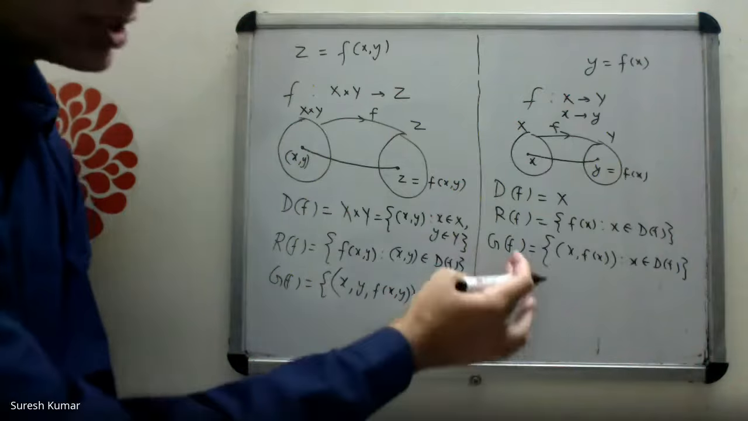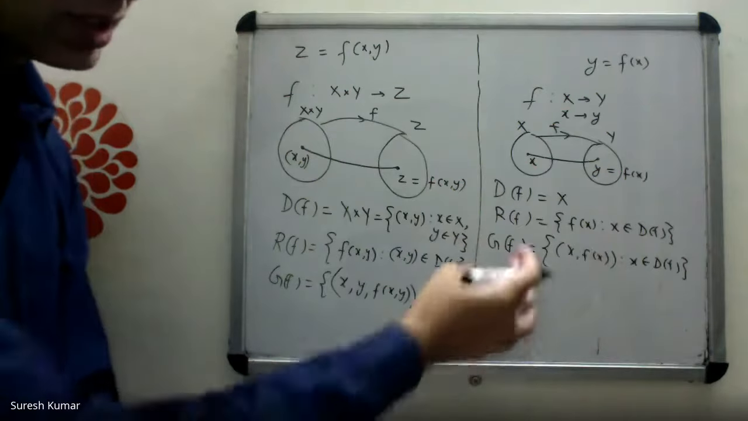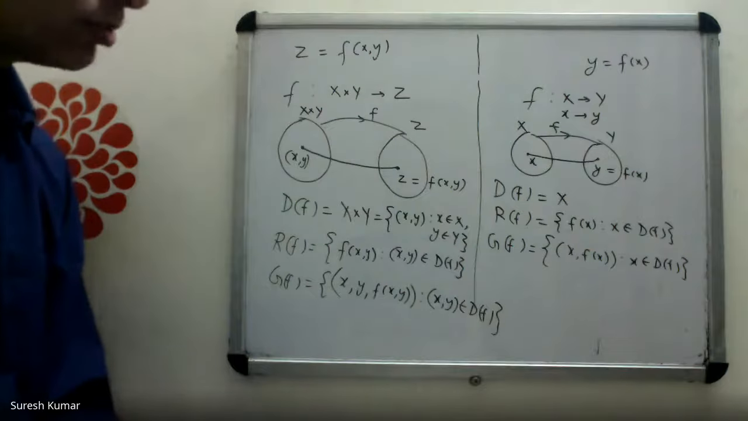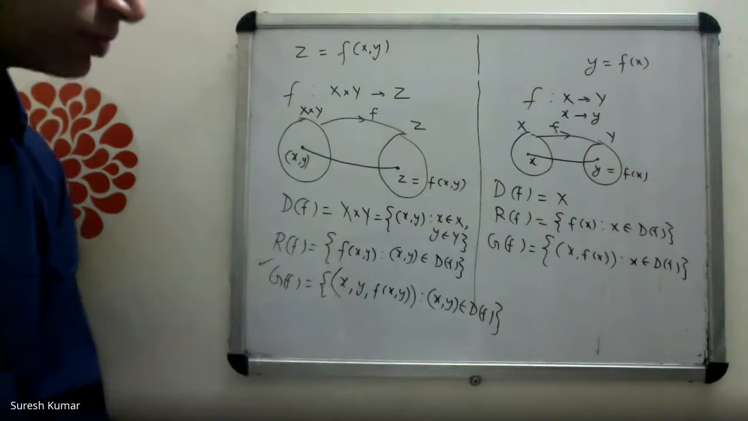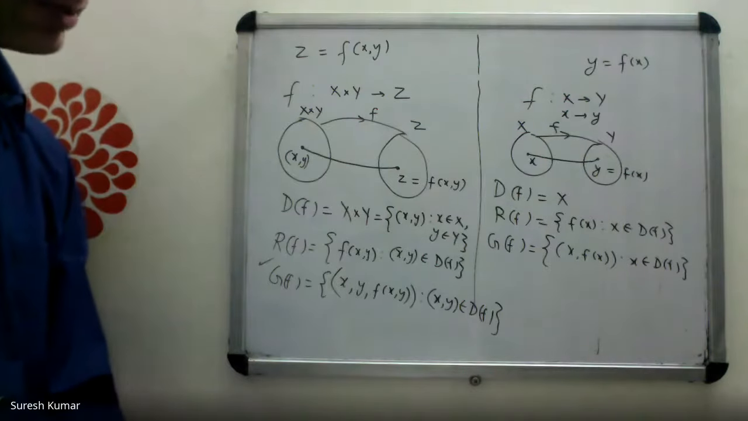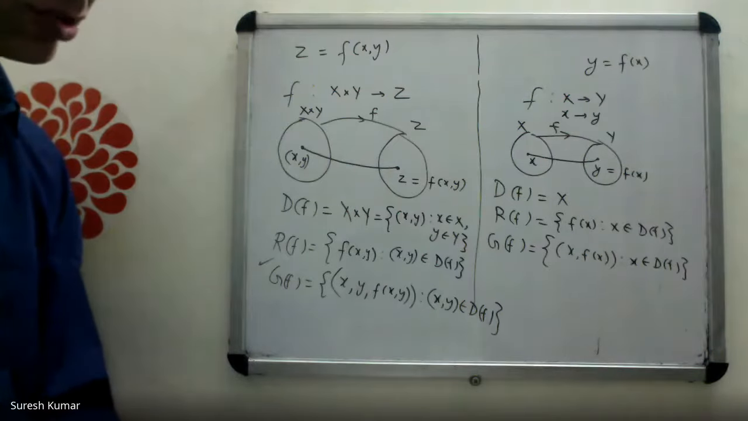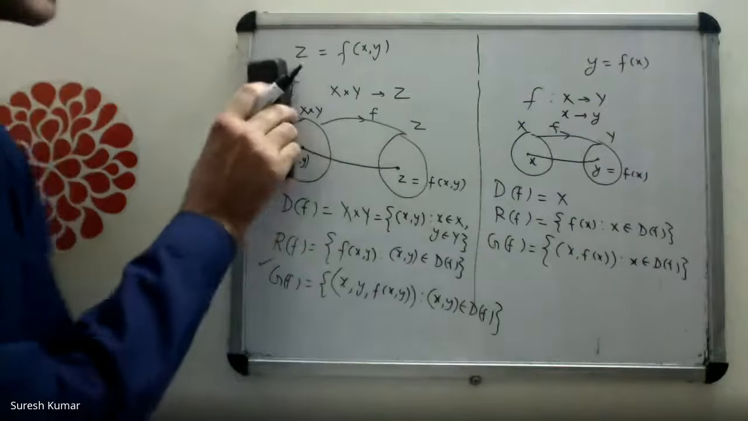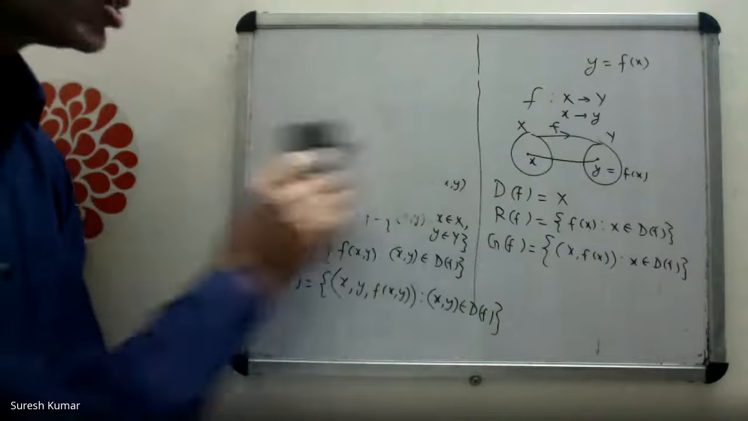Okay, there is a difference in the graph also. Here, this graph can be represented geometrically in the xy plane, but here the graph can be represented in xyz space. So there is a difference. Okay, let's see some examples to understand these definitions.